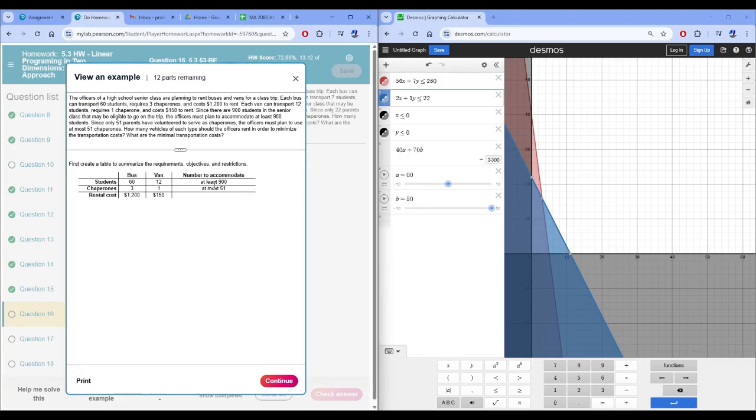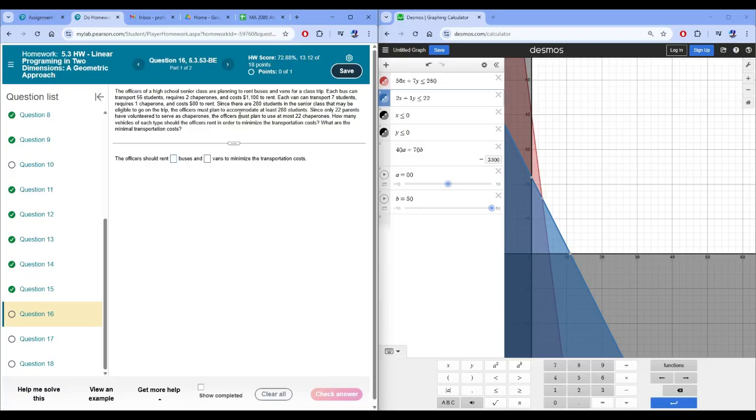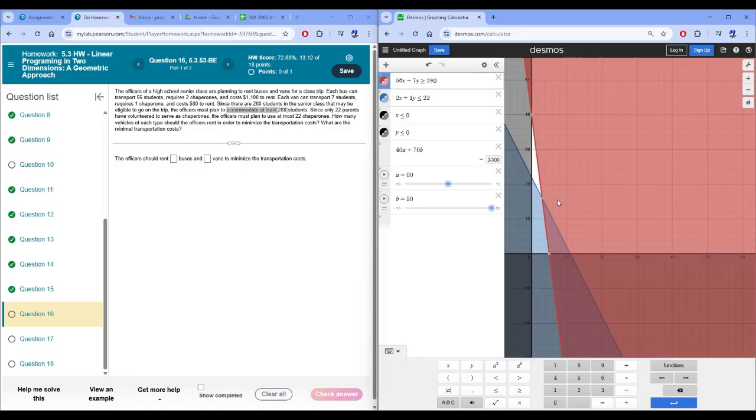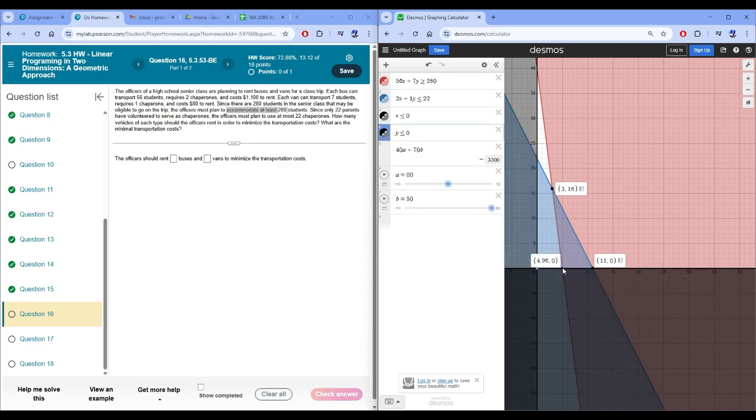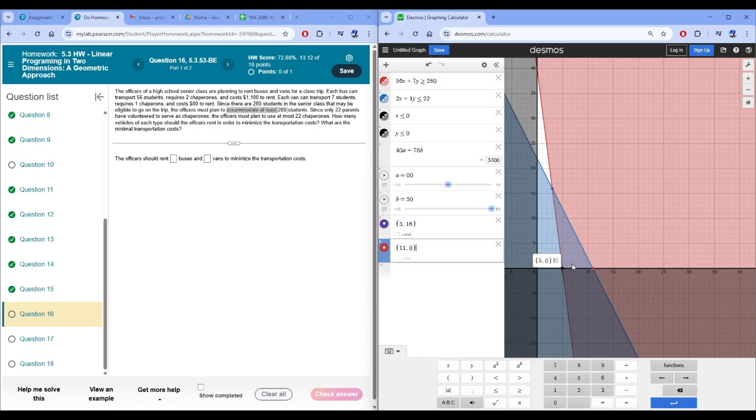Right, let me just see this example. At least, this one needs to be greater than, right? At least, let's see, to accommodate at least 280. So that guy needs to go this way. And the only region where they intersect is here, here, and here. Okay.